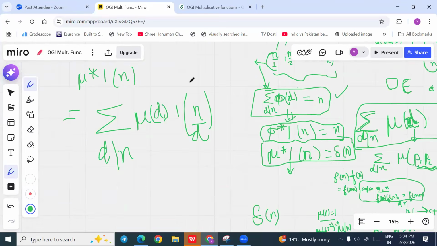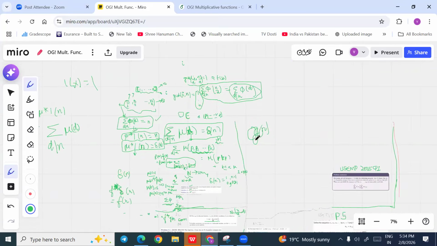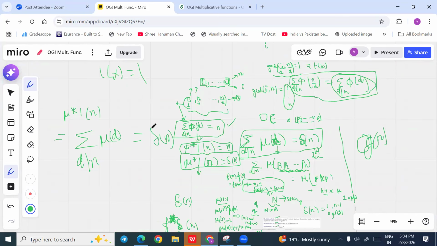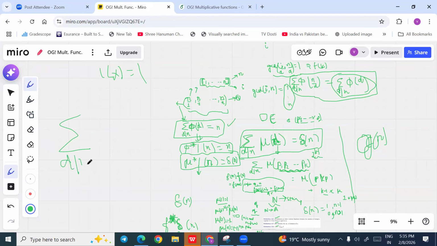Now we defined the function 1 of x as just 1 for all x, so this is just 1. And we just proved this right now to be the Dirichlet identity. So you have that this thing is equal to this thing. Is that okay? So in general, the summation over d dividing n of f of d is just the Dirichlet convolution of f with 1. Okay, cool.